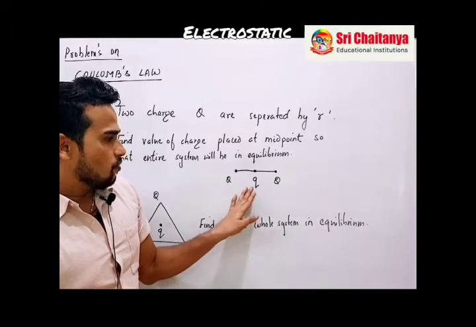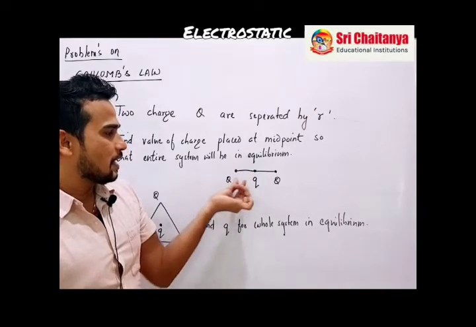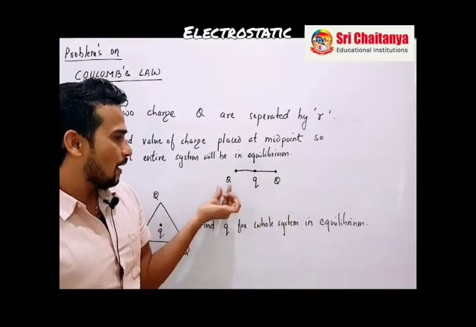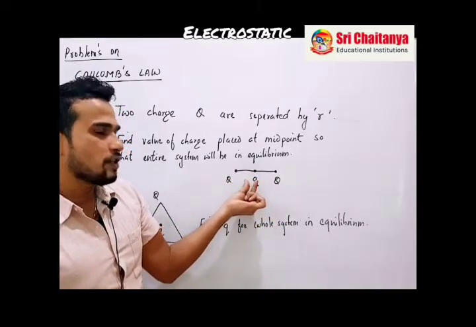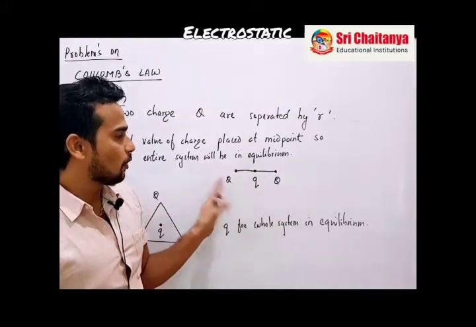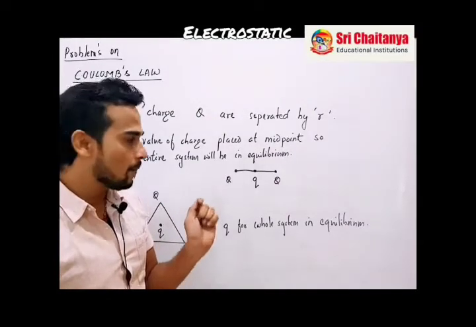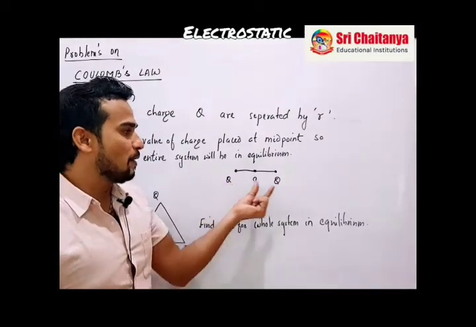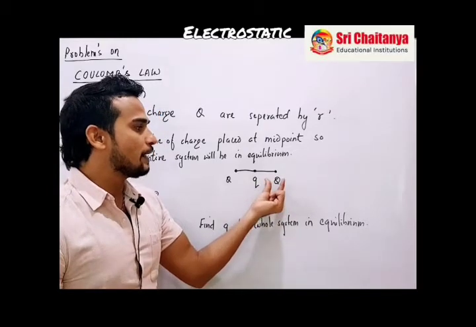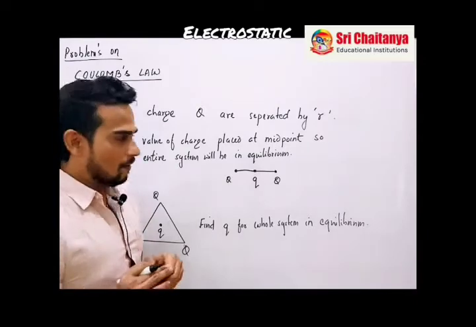Always remember, you need not think about this q. If you are placing it at the midpoint, since charges are equal and nature is also the same, this q will always be in equilibrium. But you have to make these charges also in equilibrium. That is the meaning of the entire system being in equilibrium. That means this must also be in equilibrium, this must also be in equilibrium. The net force on both of them should be zero.